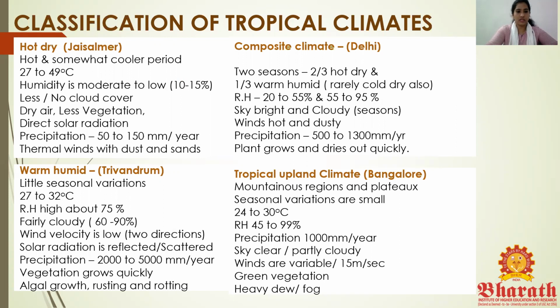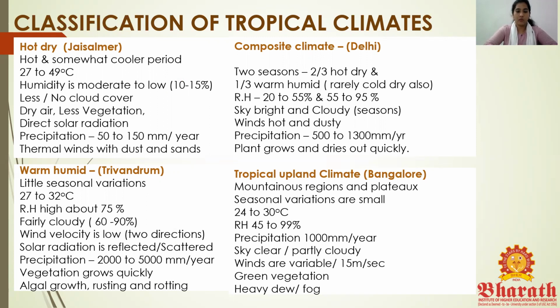The temperature goes from 27 to 49 degrees Celsius, whereas the humidity is moderate to low. It has little to almost no cloud cover. The air is very dry and it has very little vegetation. Due to direct solar radiation, the precipitation is 50 to 150 mm per year, and the thermal winds are usually with dust and sand. So you can understand that Jaisalmer, being a desert, has an overall dry climate, and this is how its climate is classified.